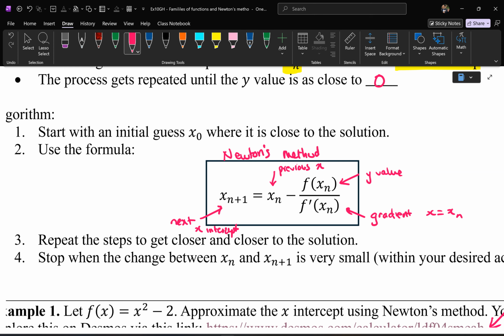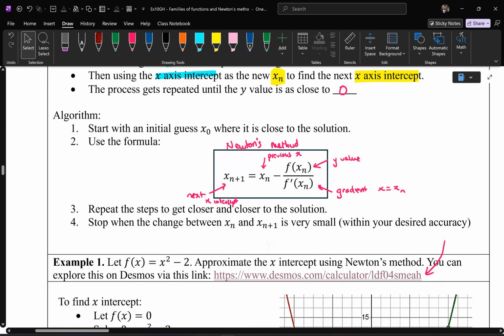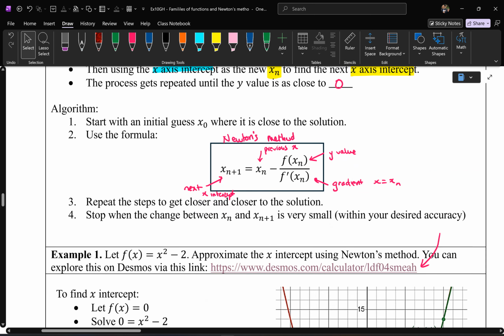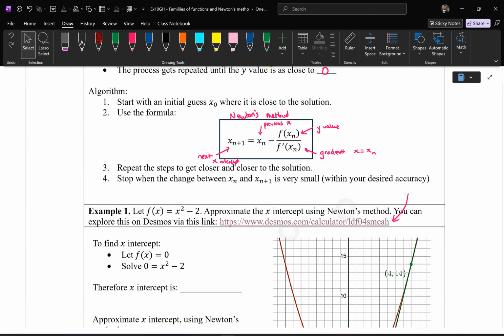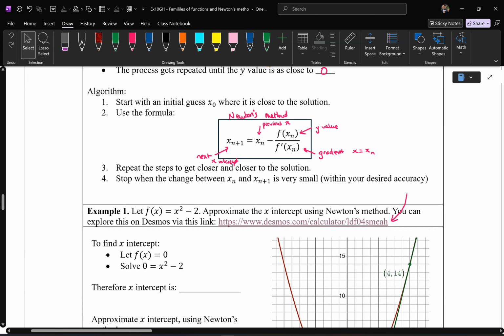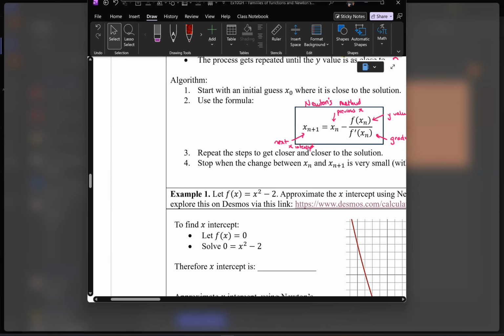So the formula tells you the new x-intercept is your old x-intercept, or x value, take away the y value divided by the gradient. And that's the formula you can use in an algorithm. So you can use a spreadsheet. You can do recurrence on your calculator. It's up to you how you want to do it.